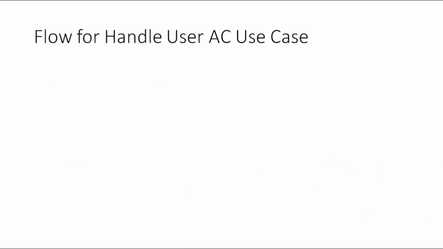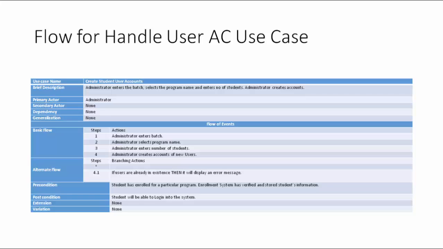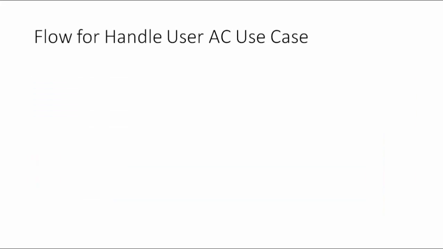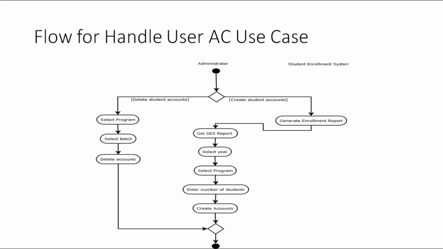Flow for handle user accounts use case. The administrator will enter the batch. The administrator selects the program name, enters number of students, and creates accounts of new users. So if the administrator wants to create an account, then he will get the enrollment information, enrollment report. He will select the year, select program, and will create the accounts. If he wants to delete the accounts, then he will select the program, select the batch, and will delete accounts.